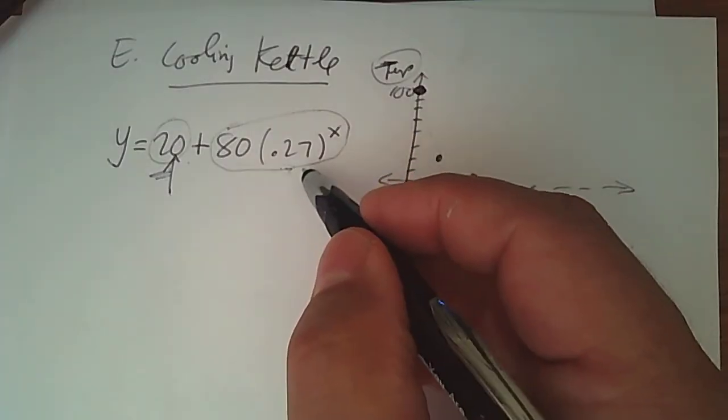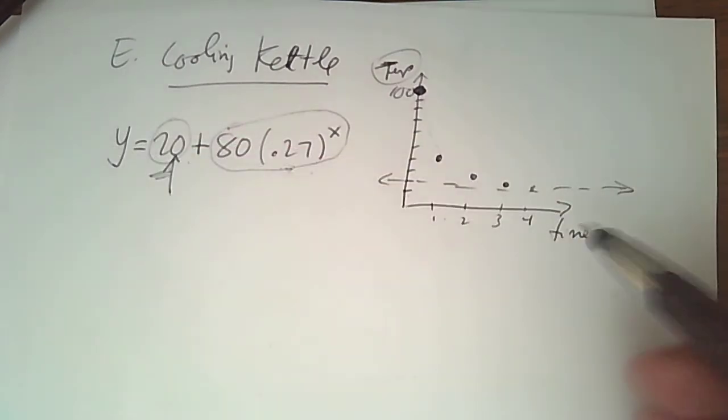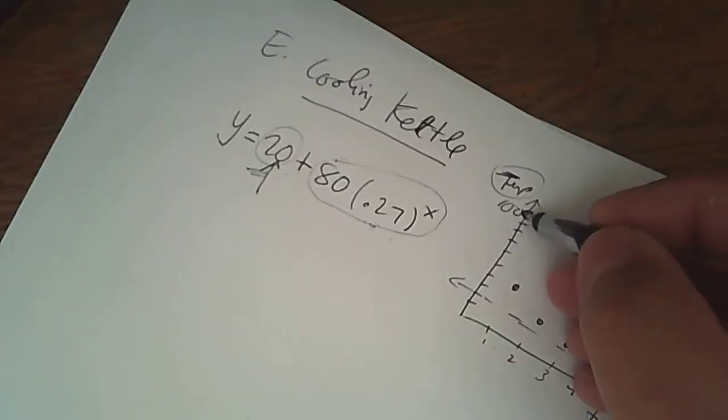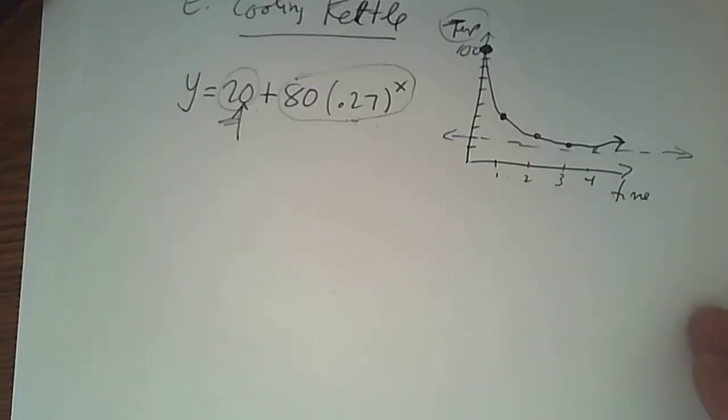So if you take a hot kettle that's 100 degrees, over time it's going to get closer and closer to what the temperature in the room is. So this is continuous. It doesn't stop there. It keeps going on forever and ever. But notice how it's going to flatten out at 20 degrees.